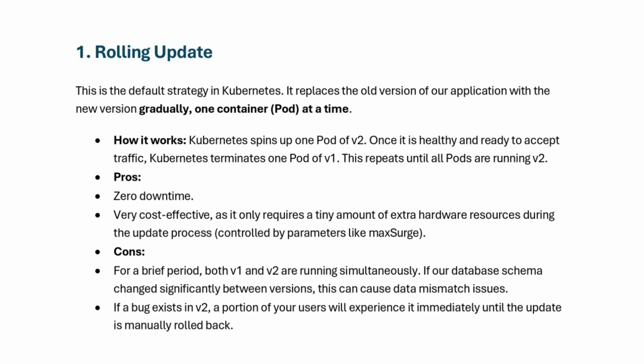So if that database schema is changed significantly between these versions, that can cause data mismatch issues. And also, if a bug exists in version 2, a portion of our users will experience it immediately until the update is manually rolled back. So rolling update strategy is when we already know that the application is 100% healthy and 100% production ready.